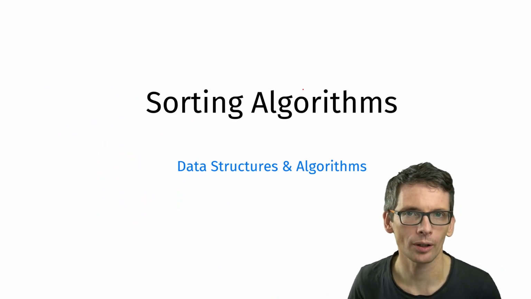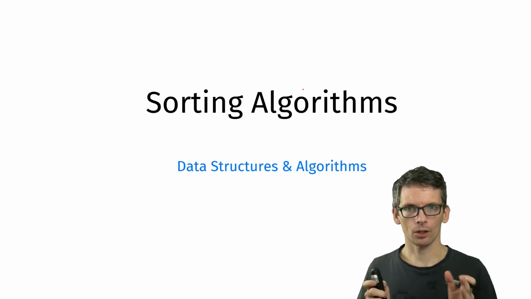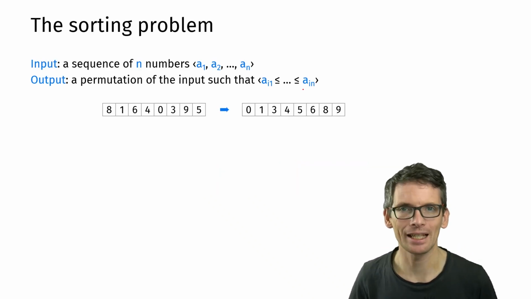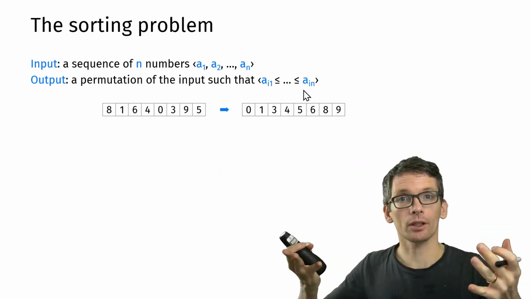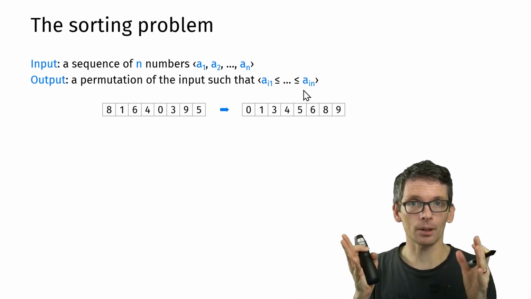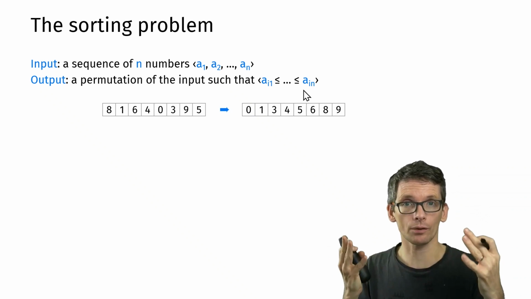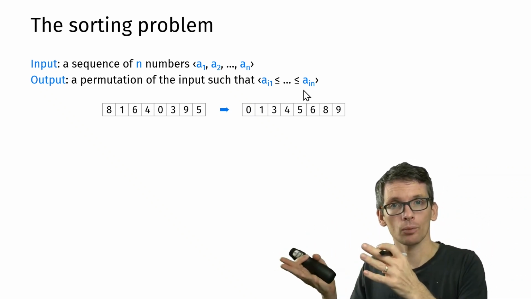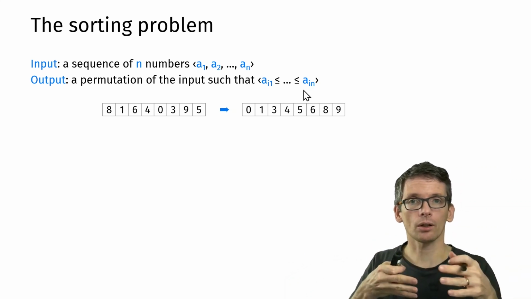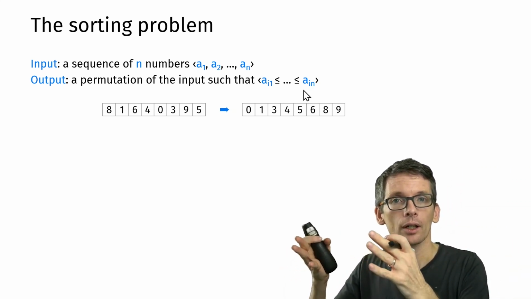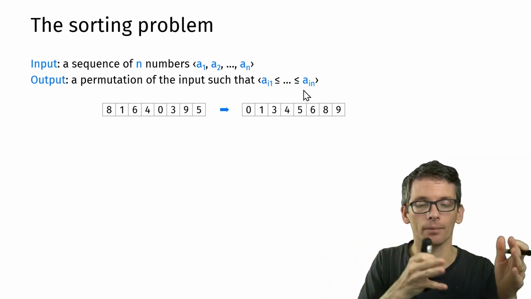Let's sort numbers. So we want to give algorithms for the sorting problem, and the sorting problem is as follows. The input is a sequence of numbers, and the output should be the same numbers, meaning a permutation of those numbers, such that the smallest comes first and so on, or more generally, the first one in the new order is smaller or equal to the second one, and so on.